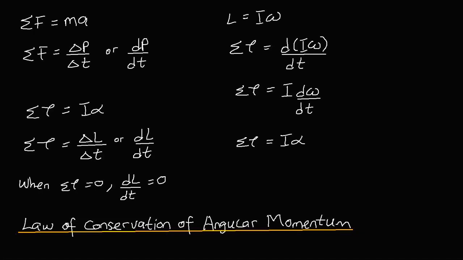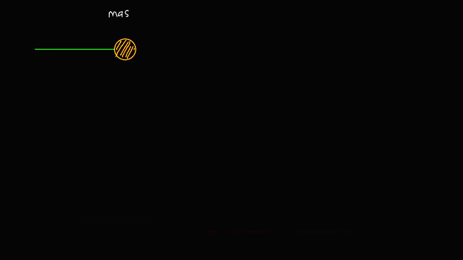Let's solve a few problems so that we can apply what we learned about angular momentum. We'll start with something simple. Say we have a ball of mass 0.3 kilograms revolving on the end of a thin string in a circle of radius 1.2 meters at an angular speed of 10.4 radians per second. If we wanted to find its angular momentum, we would simply multiply its moment of inertia by its angular velocity.